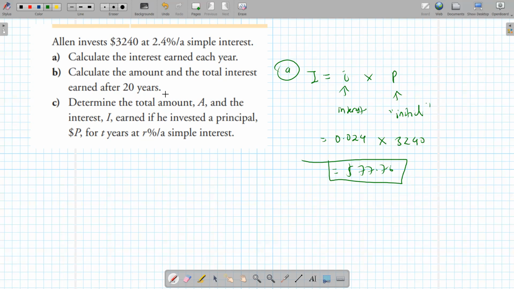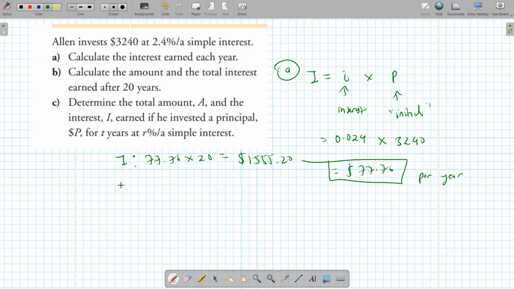Part B, calculate the amount and the total interest earned after 20 years. So how much interest will, if they earn this much per year, yeah? After 20 years, how much will they earn? Just in terms of the interest. You just multiply. Just multiply that by 20. So the total interest over 20 years is just going to be 77.76 times 20, which gives us $1555.20. So this is the total interest, yeah?